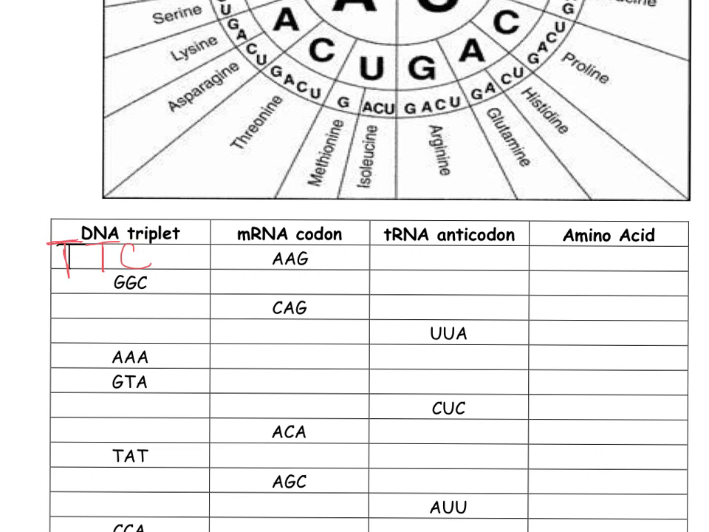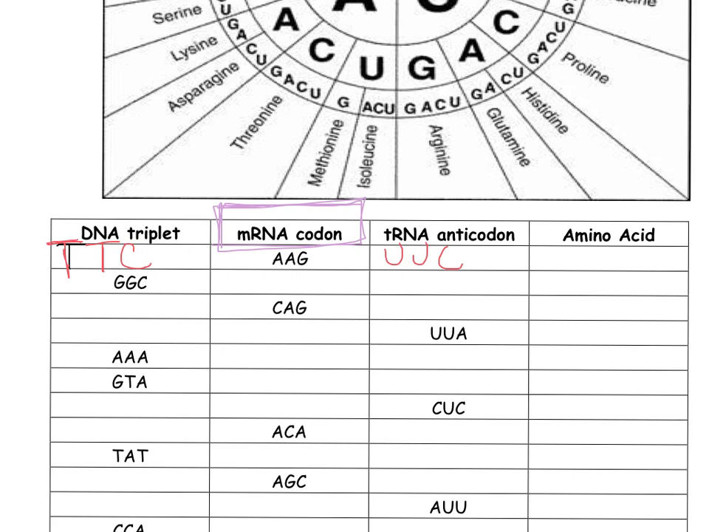Now, if we look at the tRNA anticodon, we need to see what the complementary strand of RNA is. Remember, in RNA there are no T's. So A is going to be U, and C. Now, to figure out our amino acids, we're always going to use the mRNA strand.